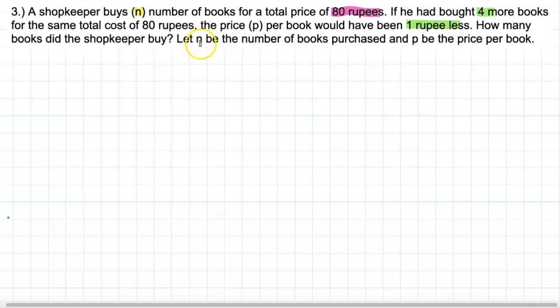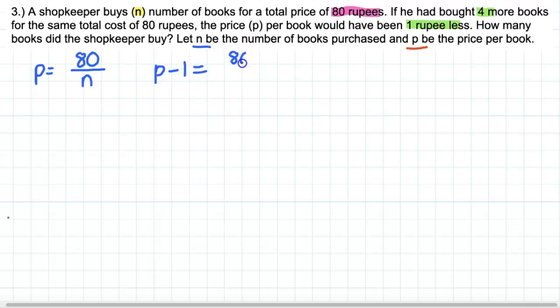We're going to say n is the number of books and p is the price of those books. Let's underline those two things. So n is the number of books and p is the price of the books. If the total price was 80 and we bought n books, the price is 80 rupees divided by the number of books. That gives the price per book. But if we bought 4 more books, n plus 4, the price per book would drop by 1 rupee. So we can also say p minus 1.